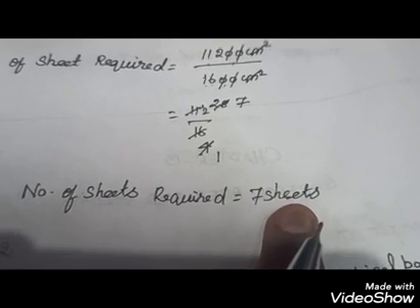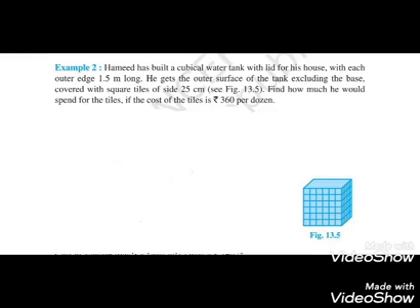Next we move on to example number 2. Example 2. Hamid has built a cubical water tank with lid for his house, with each outer edge 1.5 meter long. He gets the outer surface of the tank excluding the base covered with square tiles of 25 centimeter. Find how much he would spend for the tiles if the cost of the tiles is rupees 360 per dozen.